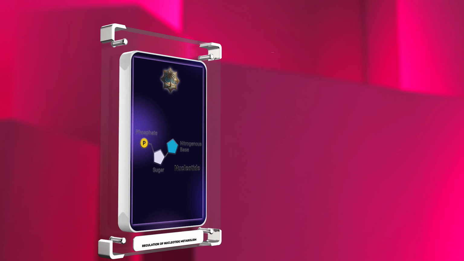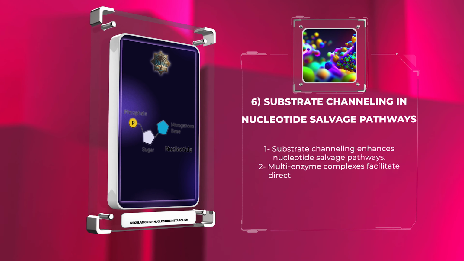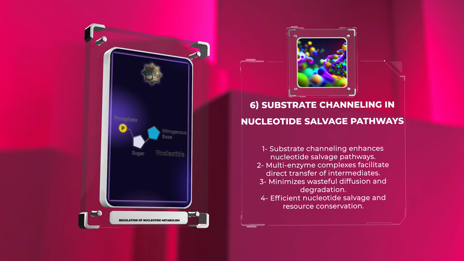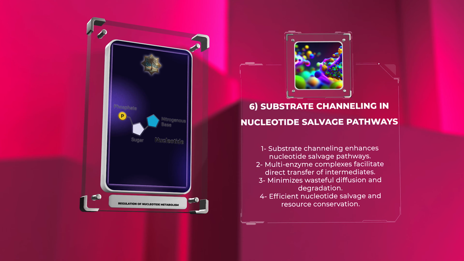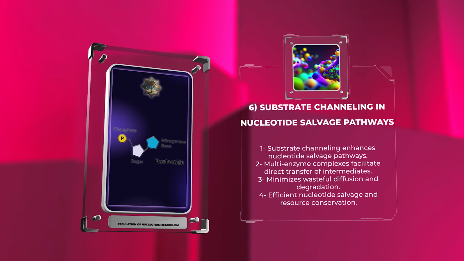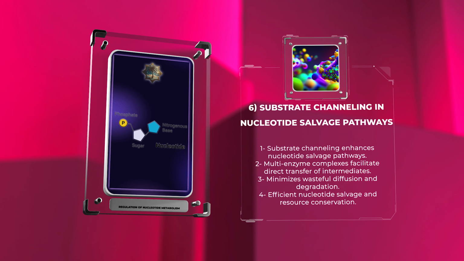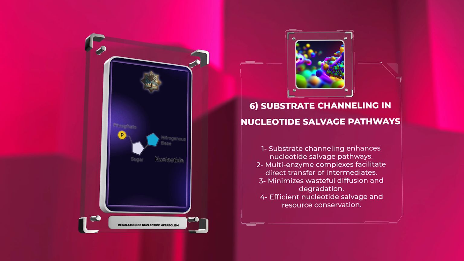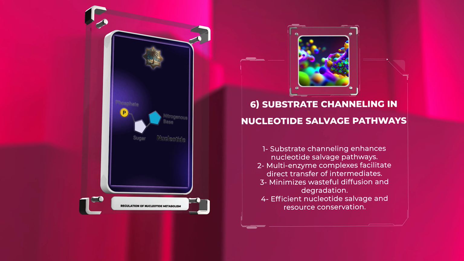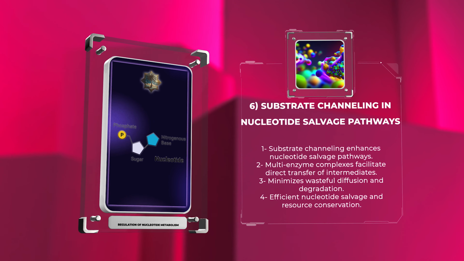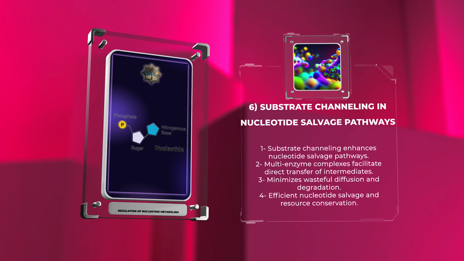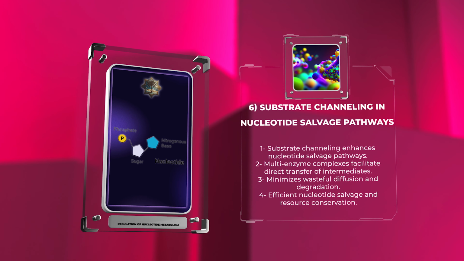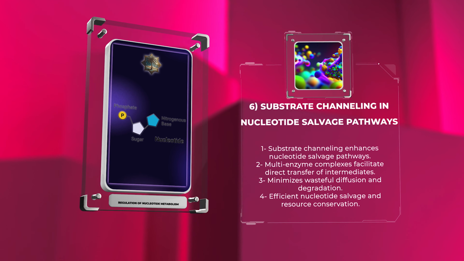Substrate channeling is a fascinating phenomenon observed in nucleotide salvage pathways, where intermediates are physically channeled between enzymes to enhance metabolic efficiency. In nucleotide salvage pathways, enzymes responsible for recycling nucleotides from DNA and RNA breakdown form multi-enzyme complexes, allowing for direct transfer of intermediates without their release into the aqueous environment. This process minimizes wasteful diffusion and shields reactive intermediates from potential degradation, ensuring efficient nucleotide salvage and preventing the unnecessary consumption of cellular resources.